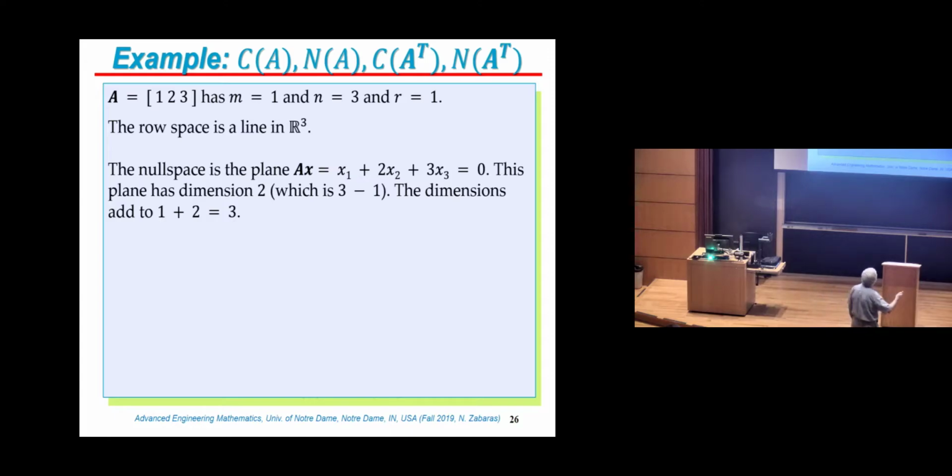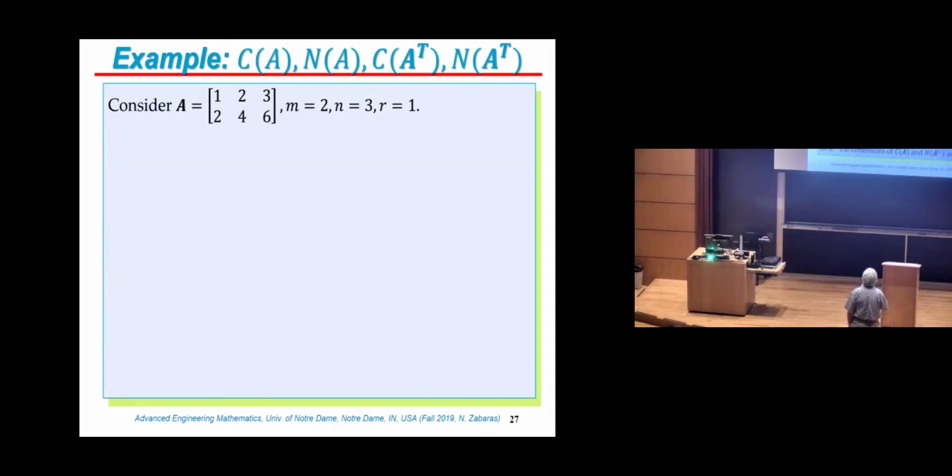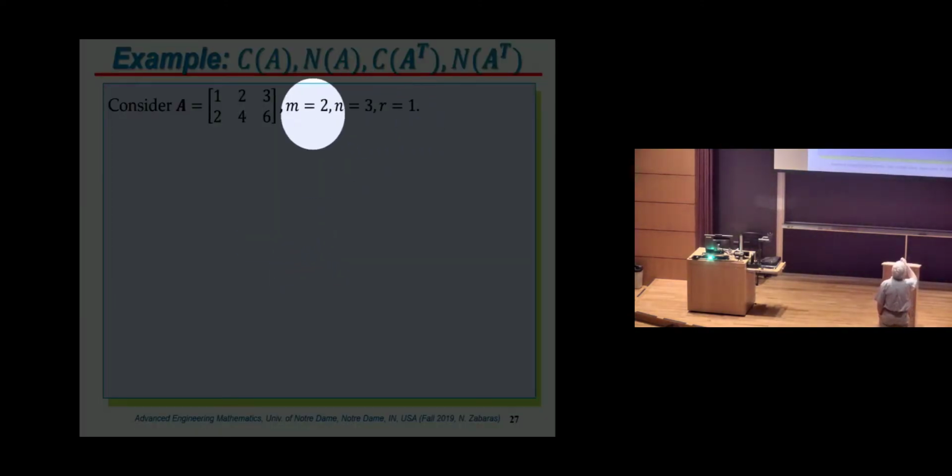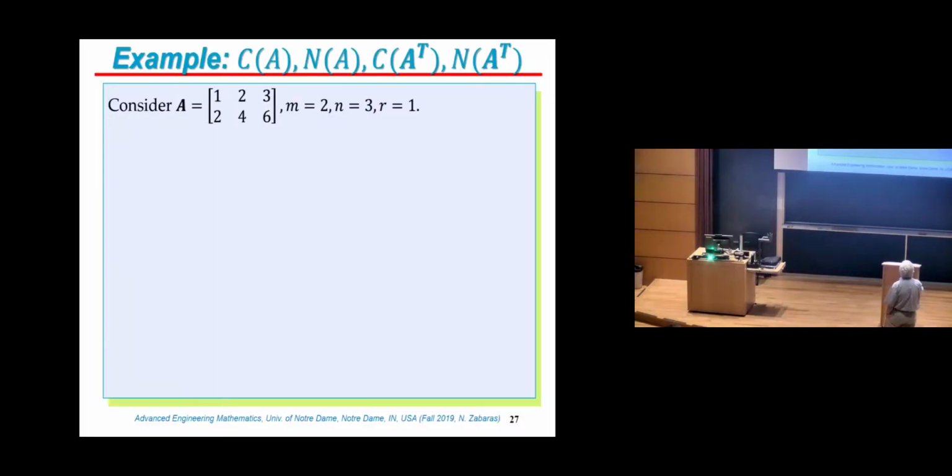OK? All right. So let's do another example. This problem has m equal to 2, n equal to 3. And it says the rank is equal to 1. By the way, why is that? We don't have time to do everything here, but can somebody give me a reason immediately? The two rows are basically multiples of each other. OK, so the rank is equal to 1.